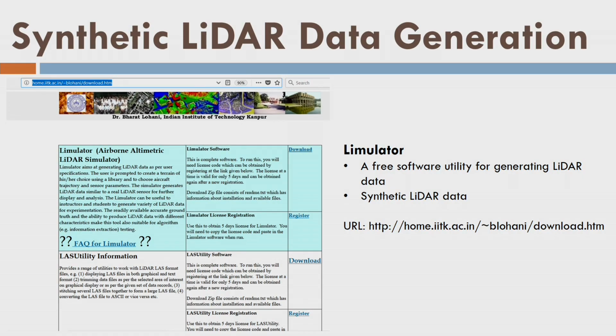So here there is one synthetic LIDAR data generation application, what we call Limulator, and that is developed by IIT Kanpur, especially by Professor Bharat Lohani, and this is a free software utility. And this is the link. You can download this software utility from this link and you can use it. And you can see how you can generate the artificial LIDAR data at no cost.